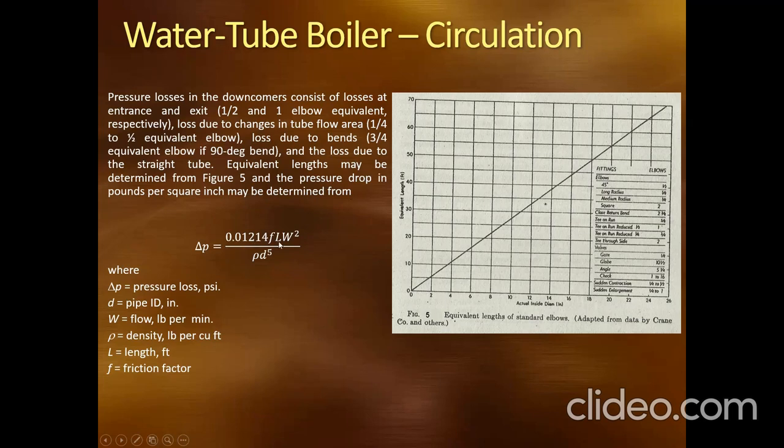0.01214 f L W squared over rho D to the 5th power, in English units, and delta P is pressure loss in psi. D is the inside diameter in inches. W is equal to flow in pounds per minute. Rho is the density in pounds per cubic foot. Length L is in feet. Friction factor, walang unit. So, itong L, i-add mo yung mga equivalent length ng bawat entrance.